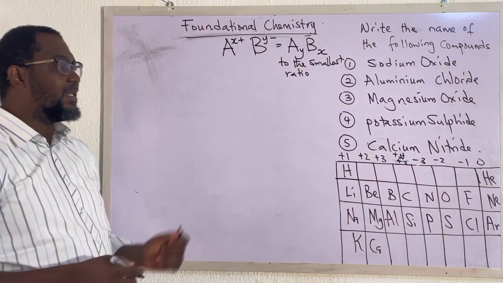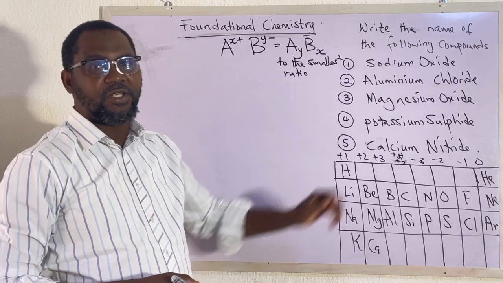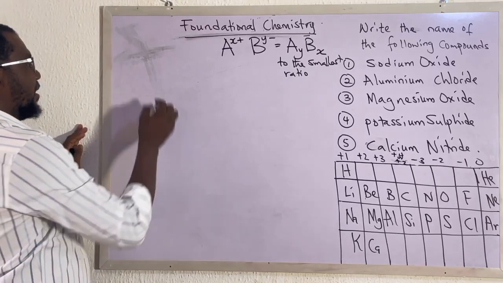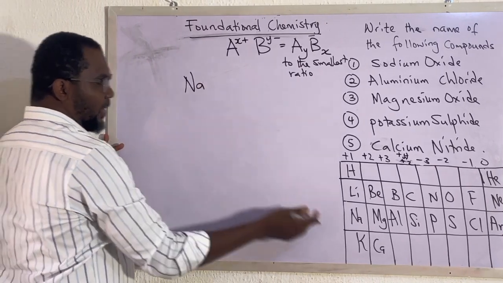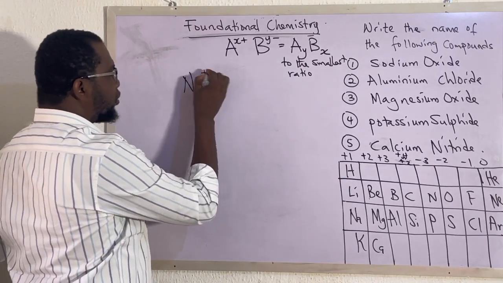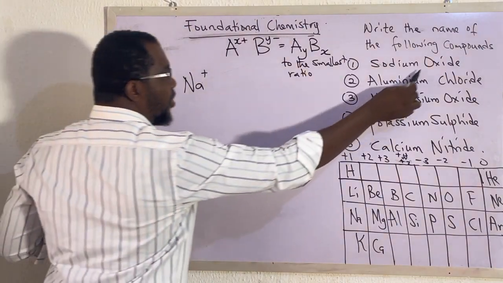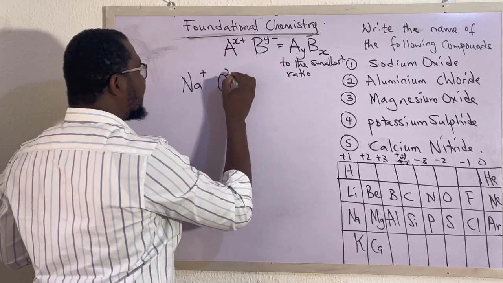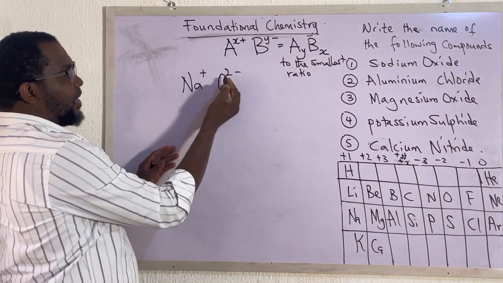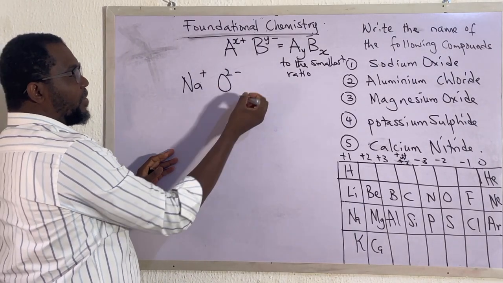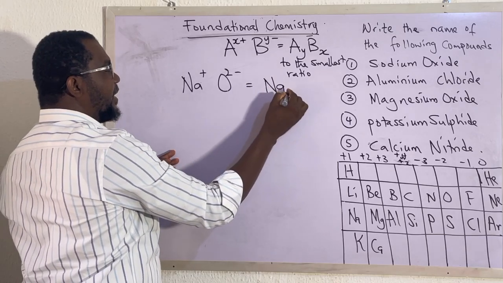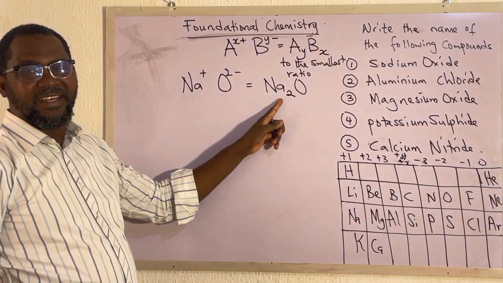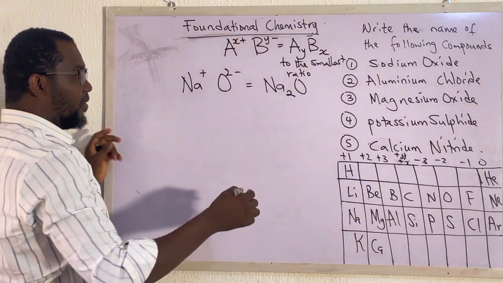So now we understand this, we can write the formula for this compound. The first one says sodium oxide. So let's see. Sodium is a group 1 element. The valency is +1, so I write it as plus. Oxide is in group 6, the valency is -2, I write it as -2. When they exchange their valencies, this comes here, I'm going to have Na2O. Now this is the formula for sodium oxide. Interesting, right?